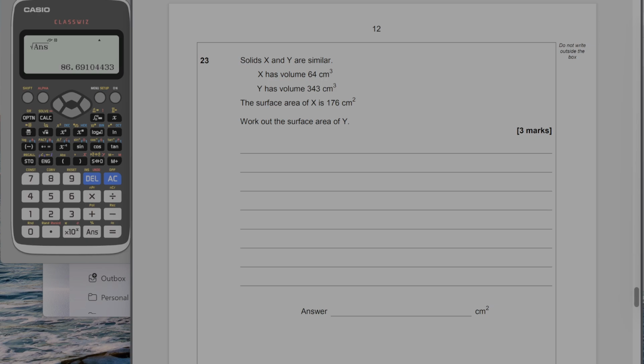Okay, so the volume scale factor has to be in the ratio of, let's go x, y, the volume scale factor has got to be 64 to 343. So we want the length scale factor, which is going to be the cube root of that. So the cube root on my calculator of 64 should give us 4.